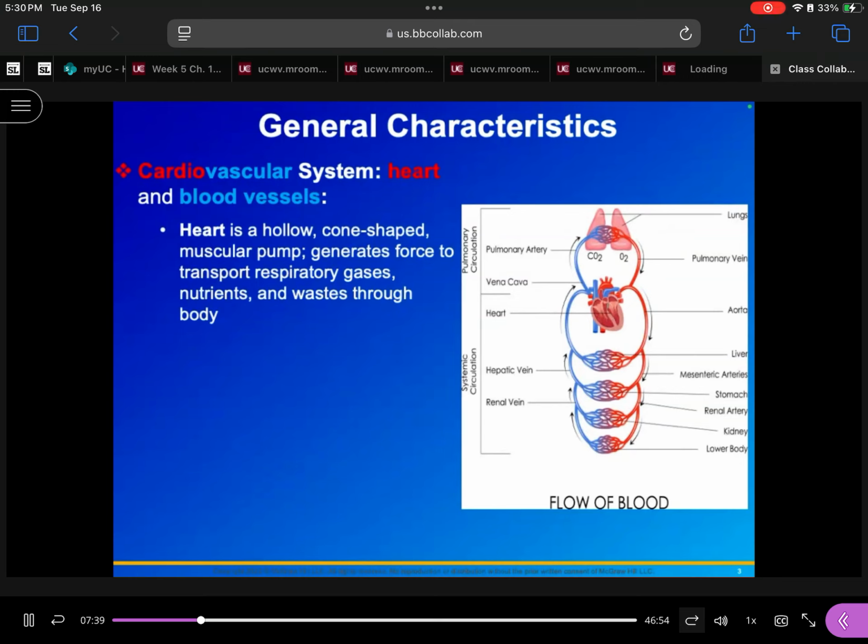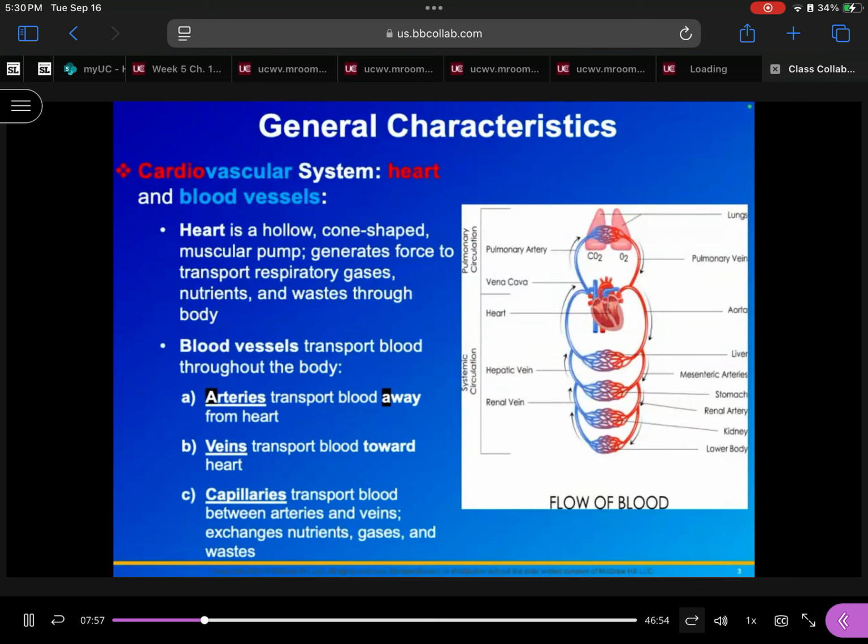It's also going to transport nutrients back and forth as well as waste, and hopefully the wastes are going out and they're not collecting and becoming very abundant in the bloodstream. So that's going to wreak havoc, especially with your brain. Anyway, we have blood vessels, so they're going to be a part of the system, and their job is going to be to transport the blood throughout the body.